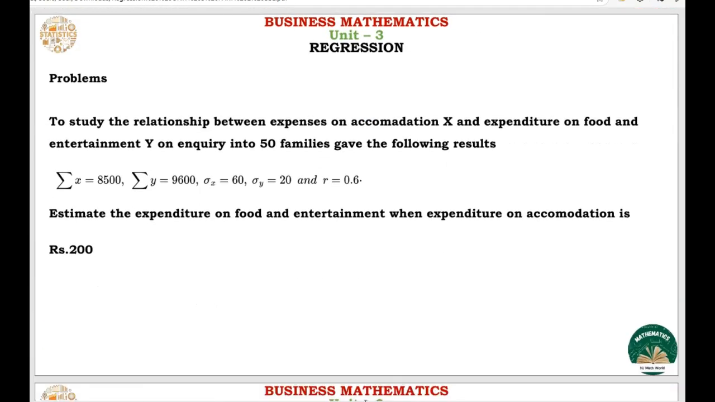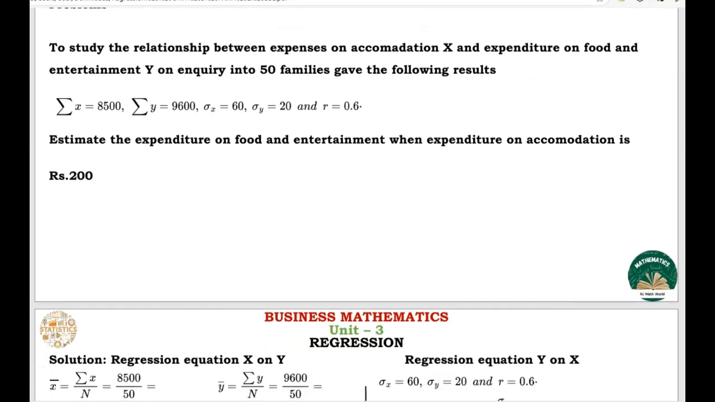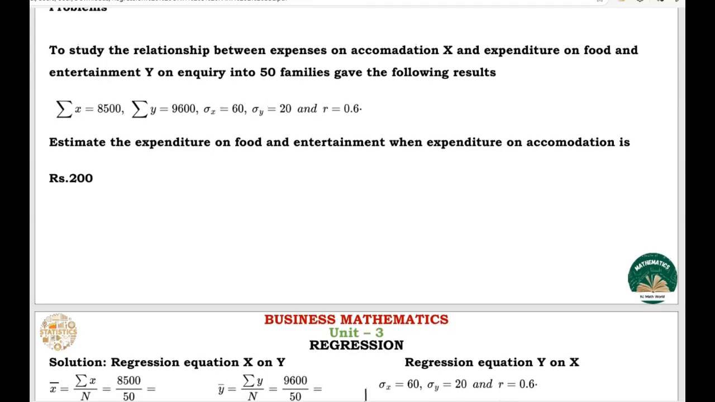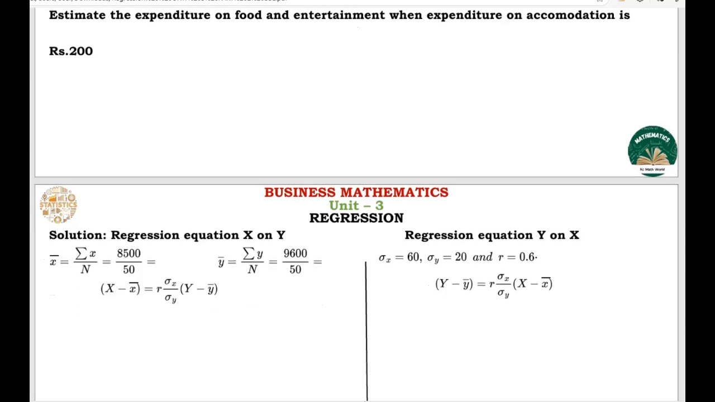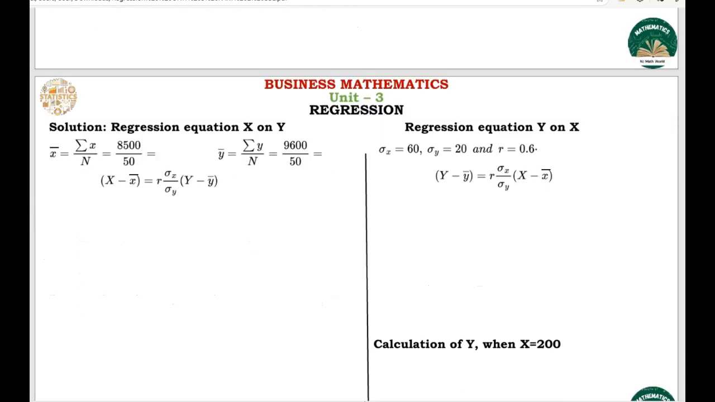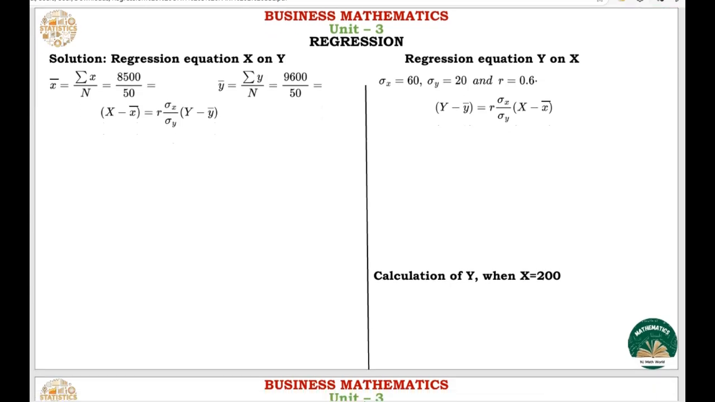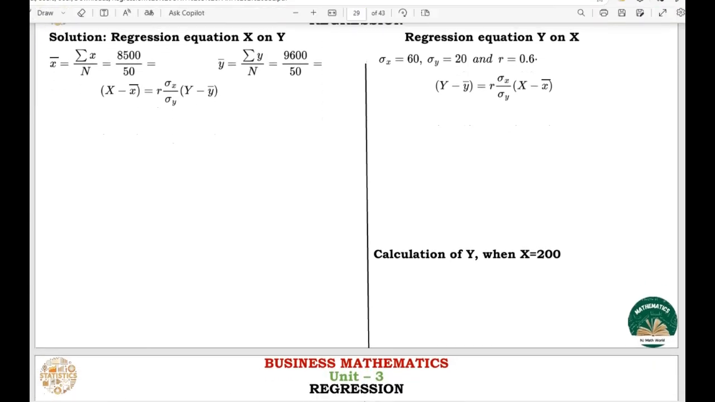Then you have regression equations to study the relationship between expenditure on accommodation X and expenditure on food and entertainment Y, from inquiries into 50 families, given in the result. Sigma X, summation Y, rho X, rho Y, and R are given. Estimate the expenditure on food and entertainment when expenditure on accommodation is rupees 200. So here you need to find x bar, that is 8,500 divided by 50, and y bar, 9,600 divided by 50. After finding x bar and y bar, you have to calculate this. So we will calculate this now.